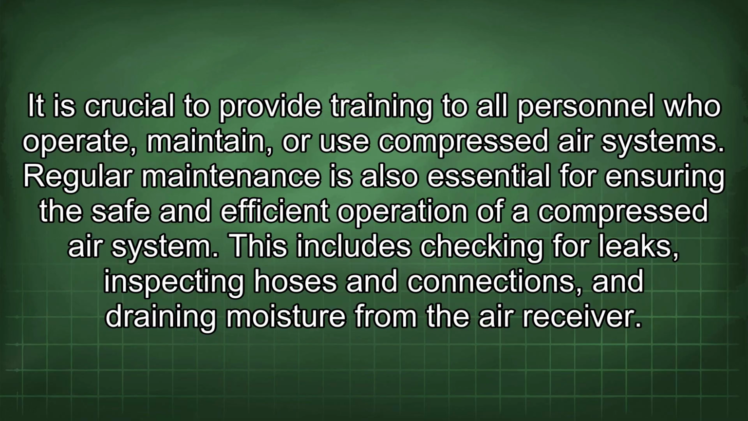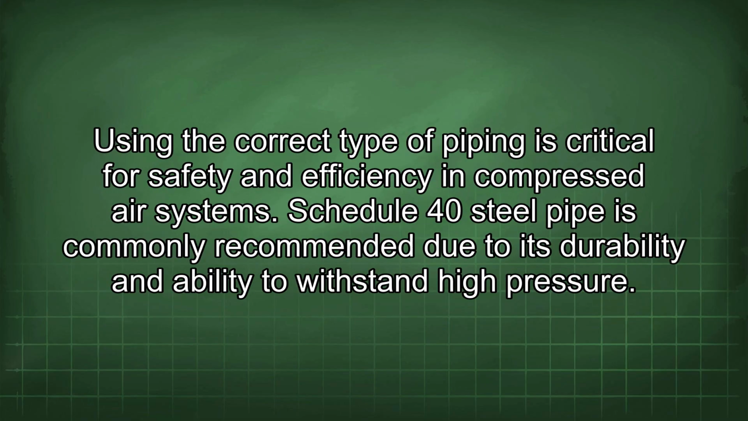Regular maintenance is also essential for ensuring the safe and efficient operation of a compressed air system. This includes checking for leaks, inspecting hoses and connections, and draining moisture from the air receiver. Using the correct type of piping is critical for safety and efficiency in compressed air systems. Schedule 40 steel pipe is commonly recommended due to its durability and ability to withstand high pressure.